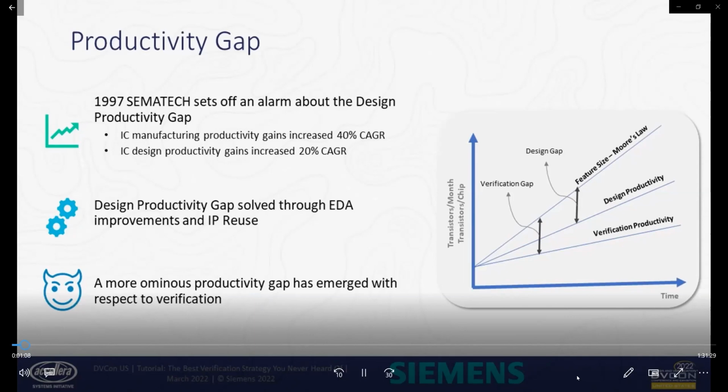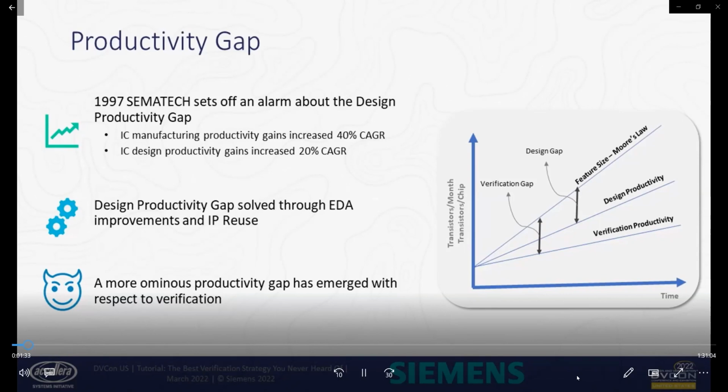There are two main reasons for this. EDA improvements increase productivity, but probably more importantly was the emergence of a design reuse methodology, or various methodologies, and the emergence of a design IP economy along with an ecosystem. Since this time, a more ominous productivity gap has emerged. And we refer to this as a verification productivity gap.